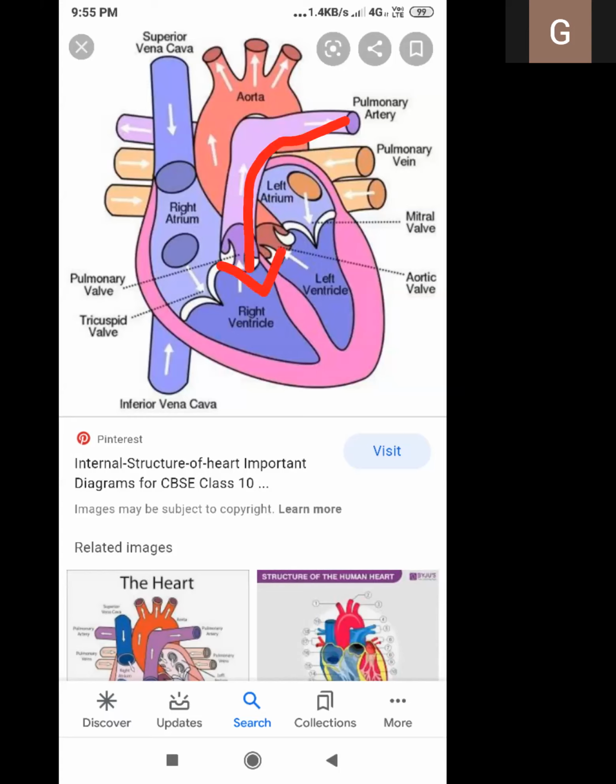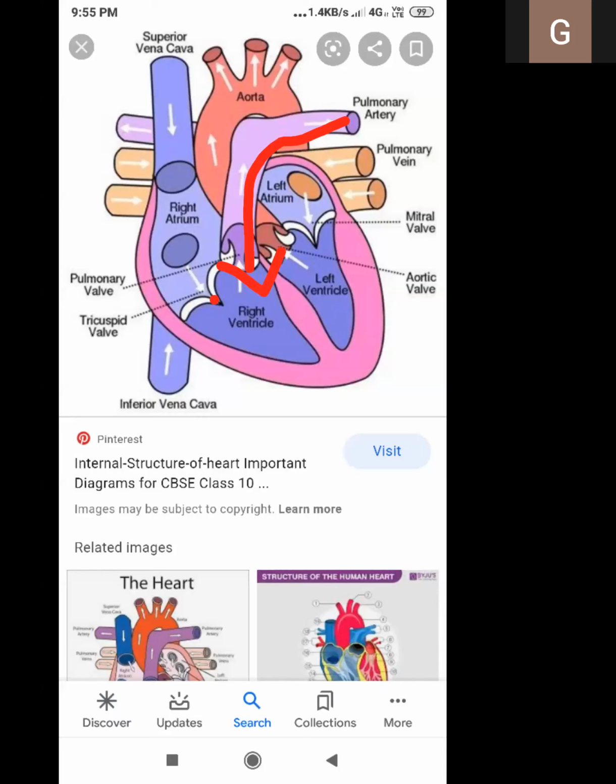Into the right ventricle. So the right ventricle is having the deoxygenated blood from the organs, from the heart. That enters into the right ventricle by the tricuspid valve.